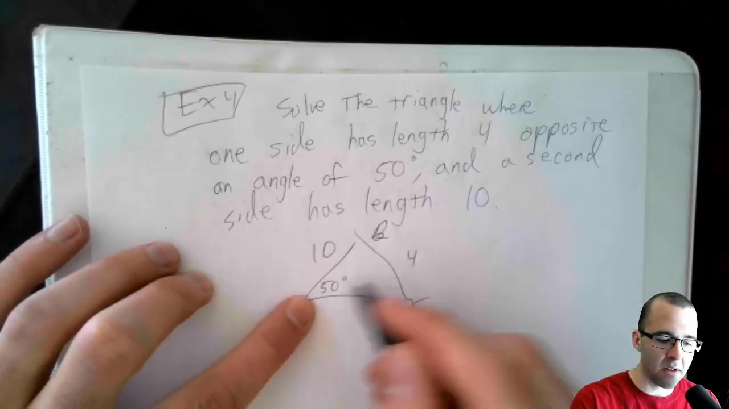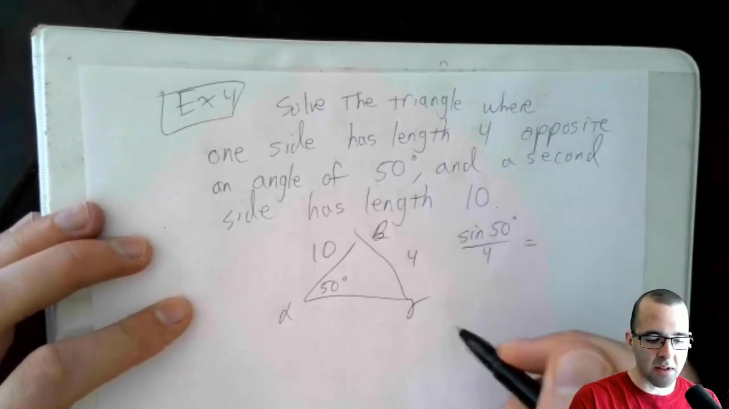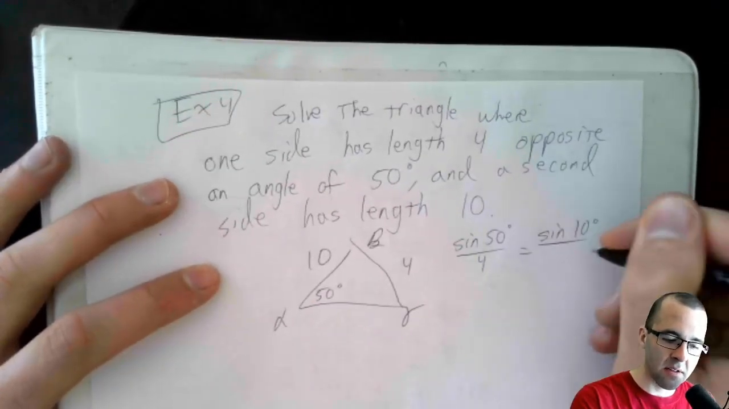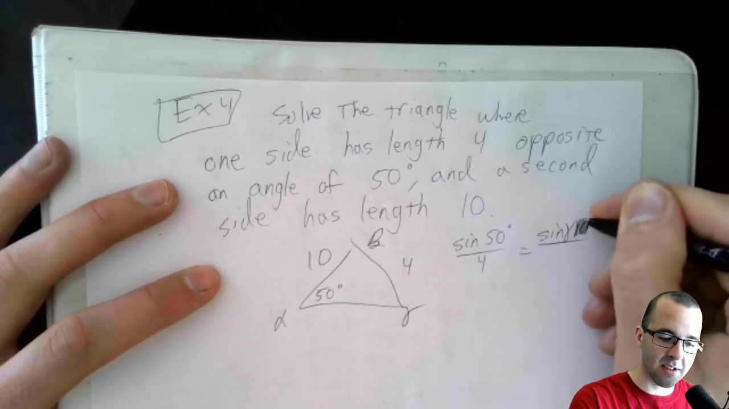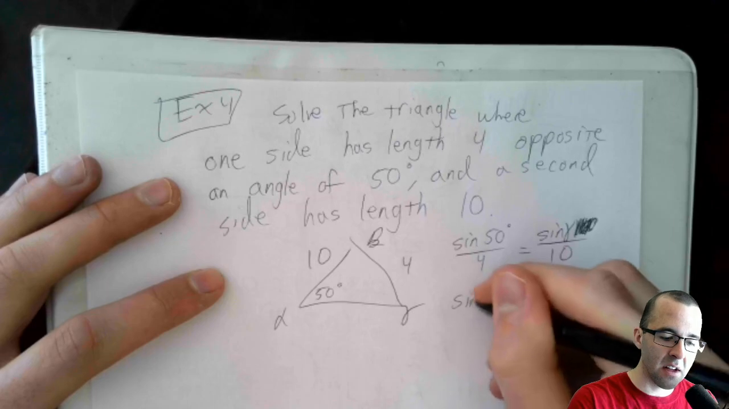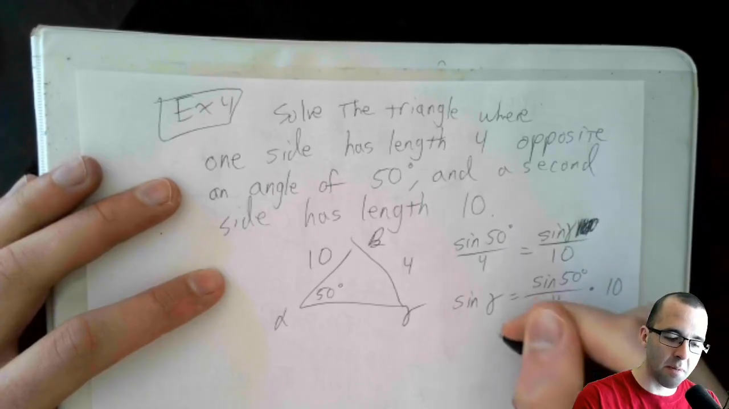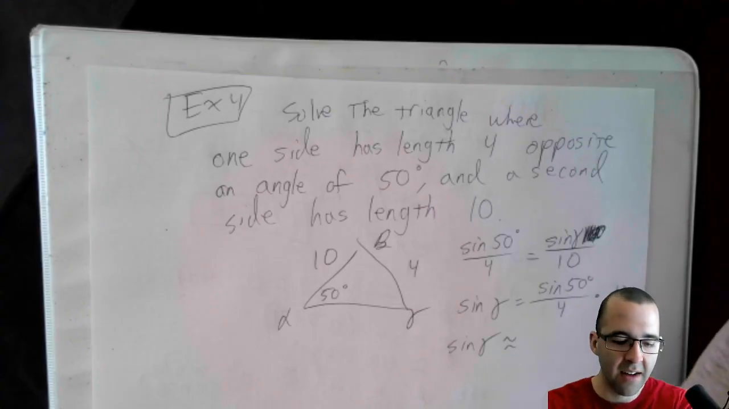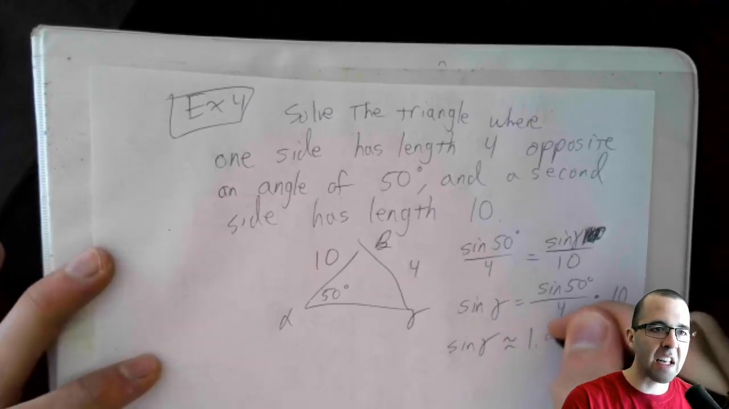So we find a pair that we know, 50 and 4. Sine of 50 degrees divided by 4 equals a pair that we know half of, so 10 and gamma. Sine of 10 degrees. Whoa, that's not it. 10 is the side length. Sine of gamma divided by 10. Multiply both sides by 10. You get sine of gamma equals the sine of 50 degrees divided by 4 times 10. We approximate that right-hand side. What do we get? We get about 1.9151.